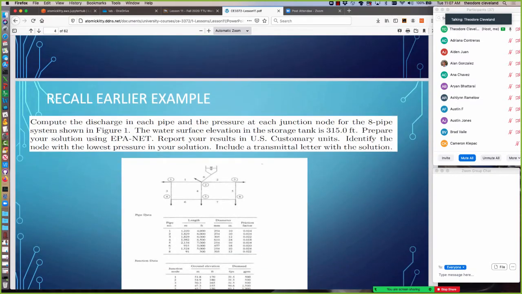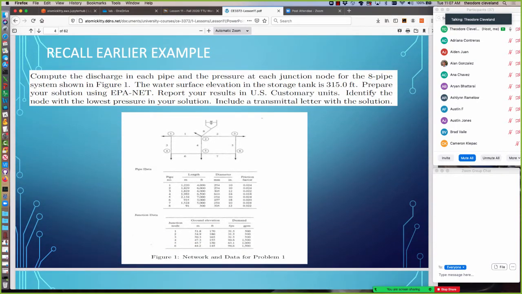So I want to bring your attention back to an example from our last class meeting. In that class meeting, we had this exact problem, and we were challenged with identifying the lowest pressure in the problem. I believe we came up with the lowest pressure was right here at node 3.